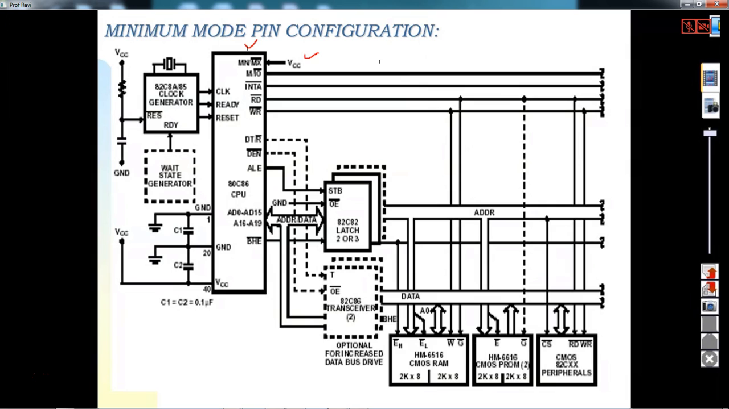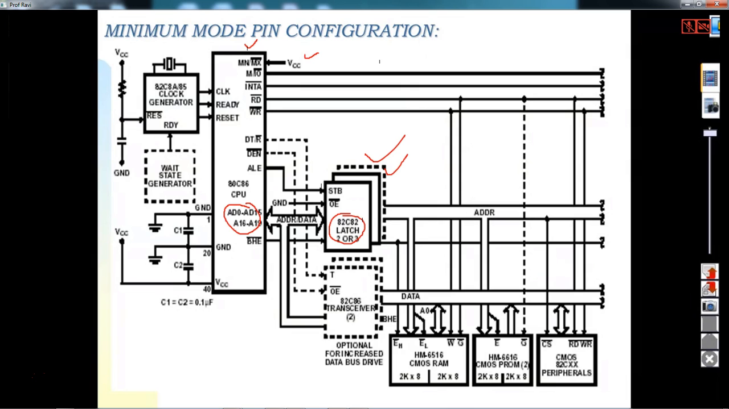In minimum mode, this pin is connected to VCC. Now if you look at AD0 to AD15 and A16 to A19, here you are using latches. These latches can be Intel ICs like 82C82, or it can be the 373, which we have just seen. So 3 latches are what we need, and then demultiplexing is done.